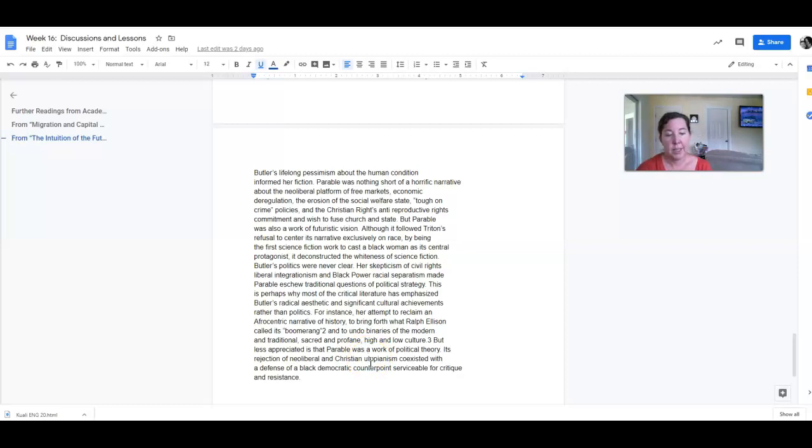But less appreciated is that Parable was a work of political theory. So this article looks more closely at how the Parable is a rejection of neoliberal and Christian utopianism, and how it coexisted with the defense of Black democratic counterpoint serviceable for critique and resistance.